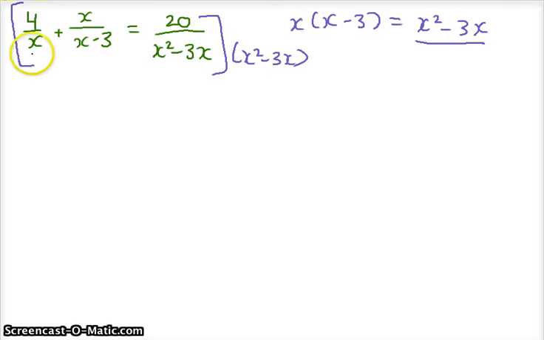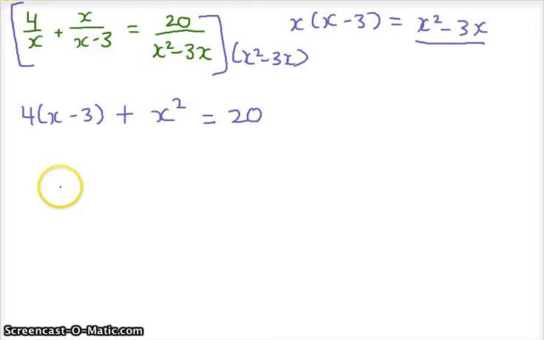So for the 4 over x, we're going to multiply this by x squared minus 3x, and then the x cancels out and we get x minus 3. So 4 times x minus 3 plus, and for here, the x minus 3 cancels out with the x minus 3 here, and then we get x. So we have x squared because x here times the x that we got from here equals, and then since x squared minus 6 and x squared minus 6 just cancel out, we get 20.